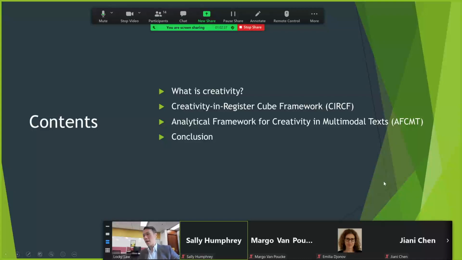Now, I have a very simple content with four main things. First is what is creativity, and second one, I will be introducing the creativity in register cube framework. The third one will be an analytical framework for creativity in multimodal text, and then finally a conclusion.